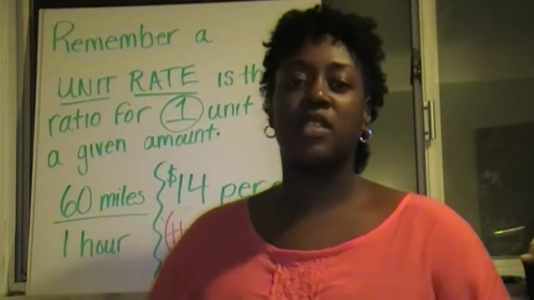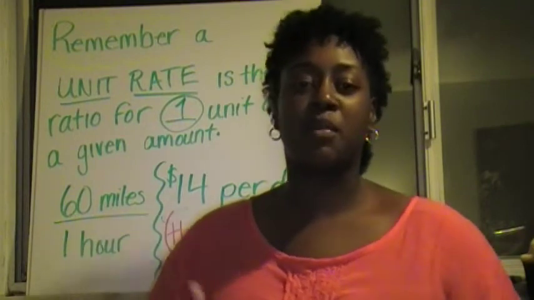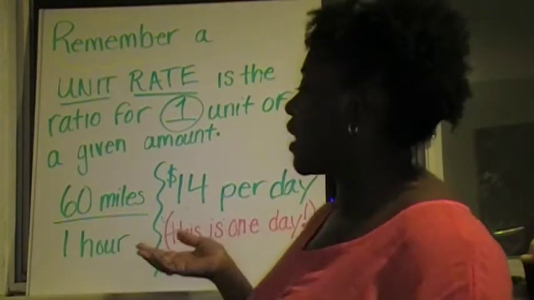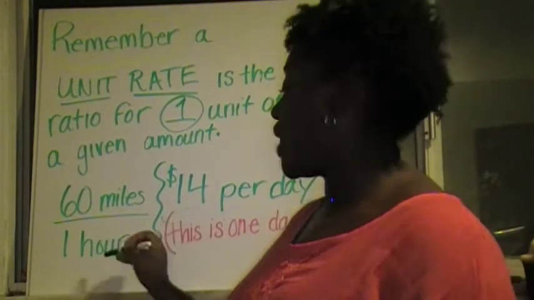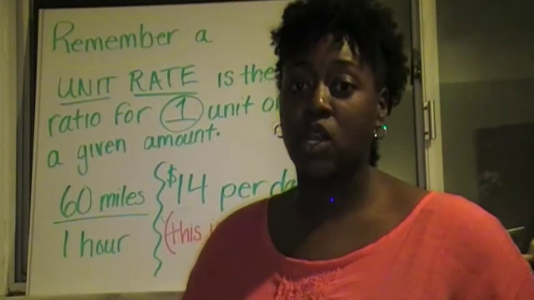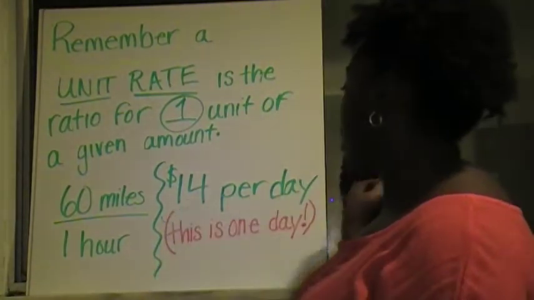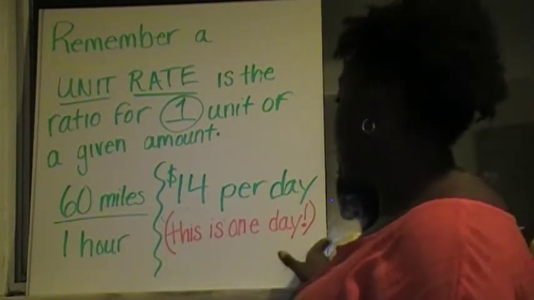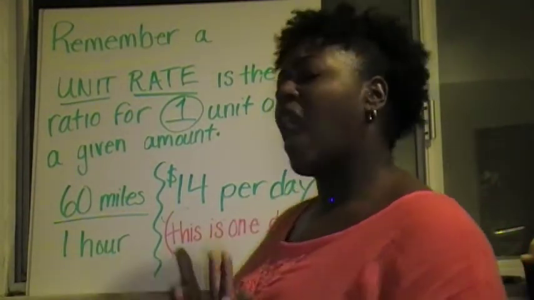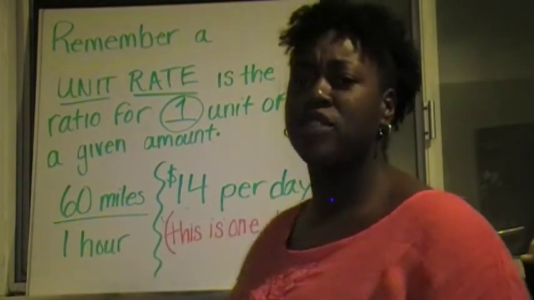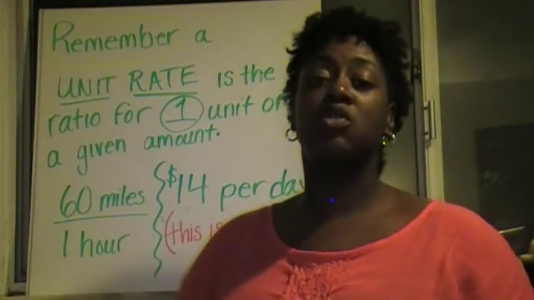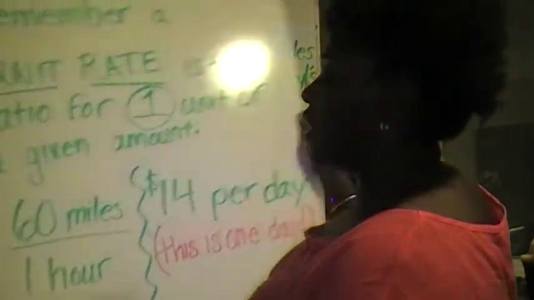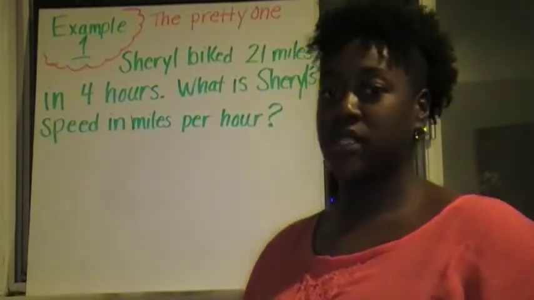A student described it yesterday as the amount of something for every one thing. So here's some examples here. 60 miles in 1 hour. It tells me how many miles I'm going to go in just 1 hour. $14 per day. And I have here in red, this is 1 day. So when I ask you, if I'm talking about the dollars per day, how many days am I referring to? You should say just 1. That is the unit rate. Think of some other examples of unit rates.